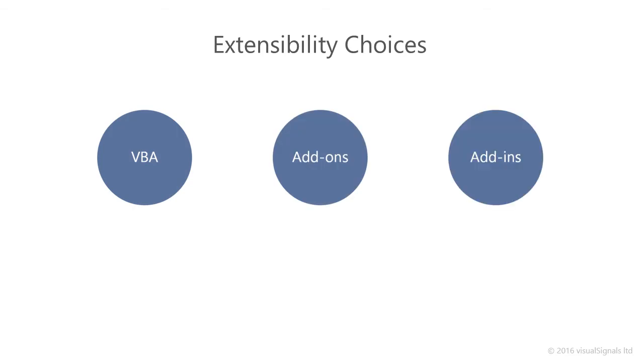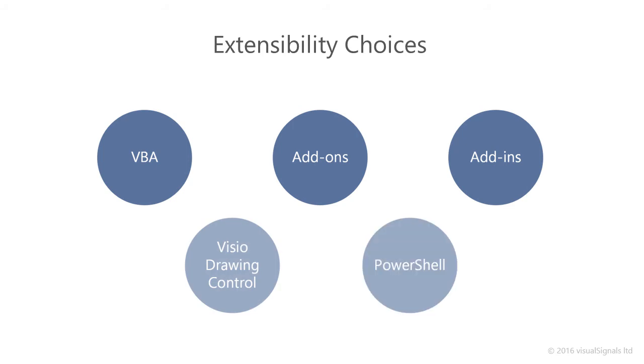When it comes to extending your Visio solution with code in the desktop client, you have a number of choices. These can be seen as three main technologies, all of which have a number of variations. There's VBA, add-ons and add-ins. While these three represent the standard choices, I'm also going to briefly mention two other options, the Visio Drawing Control and PowerShell. But first of all, let's get started with VBA.